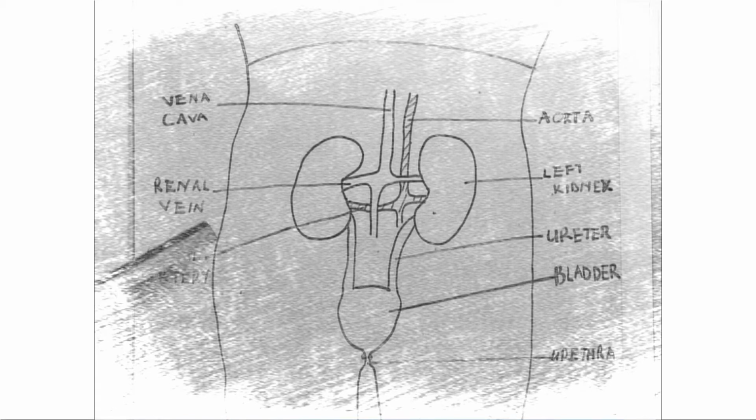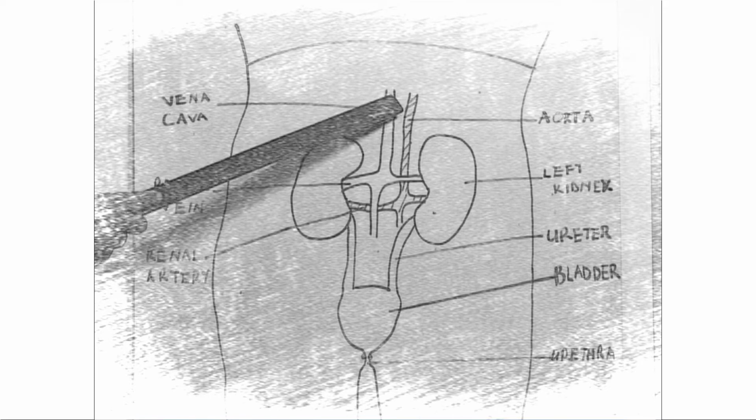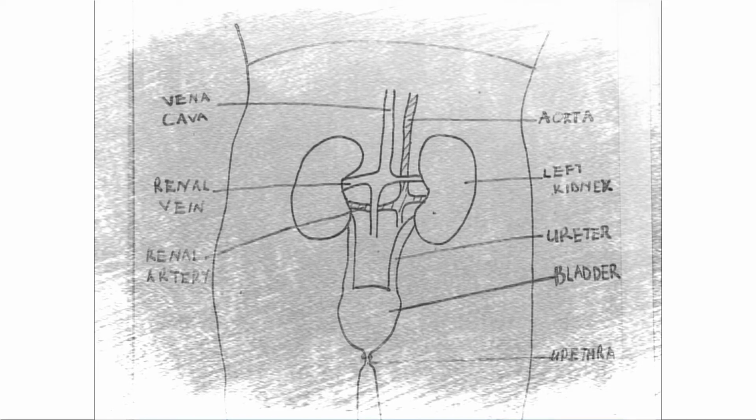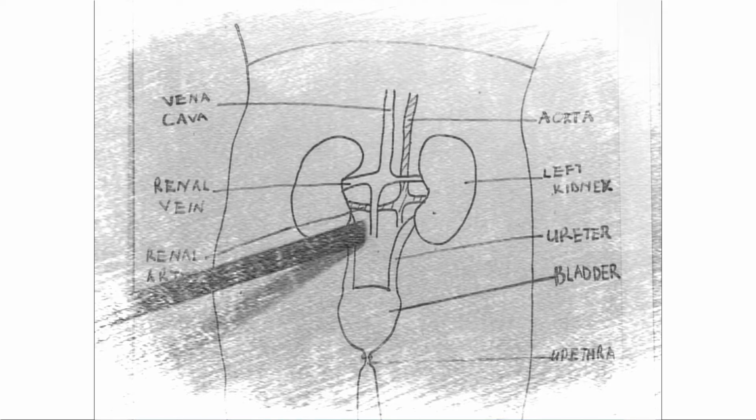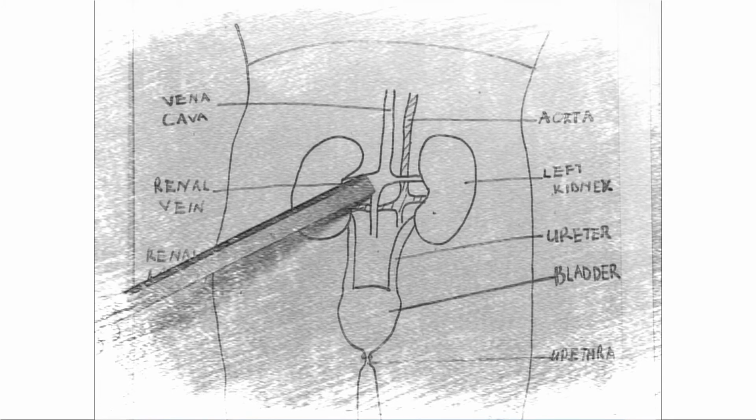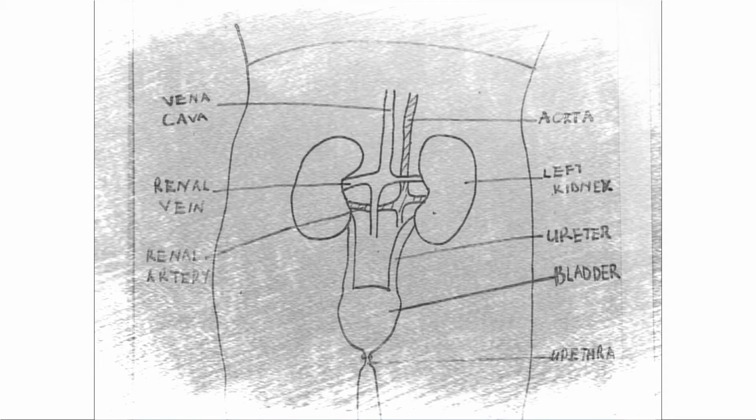Then we know that we also have the vena cava. Blood from the kidneys will move from the renal vein to the vena cava, then back to the heart. So basically we have the aorta bringing blood to the renal artery. We also have the renal vein carrying away blood from the kidneys to the vena cava, which takes blood back to the heart.